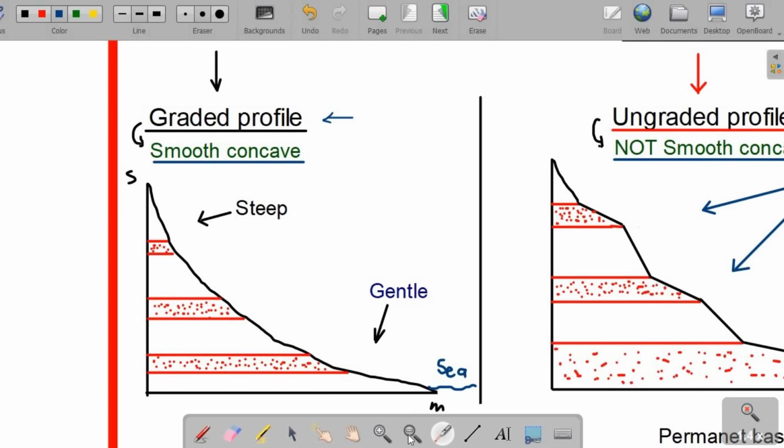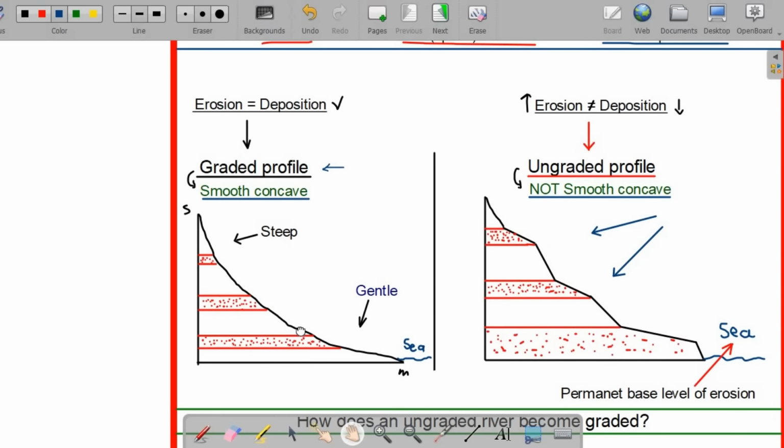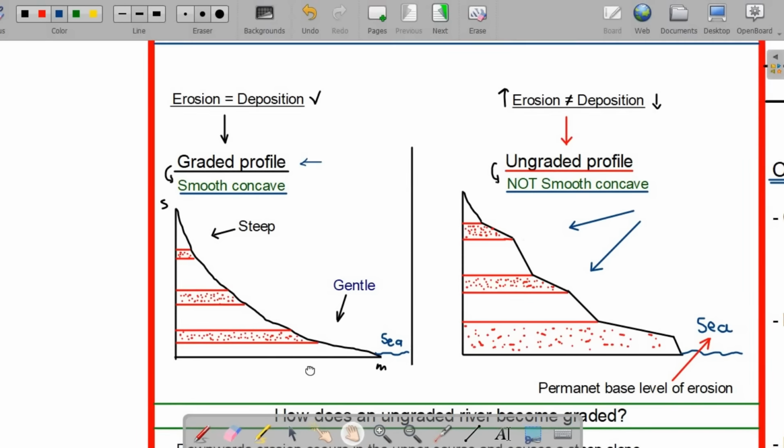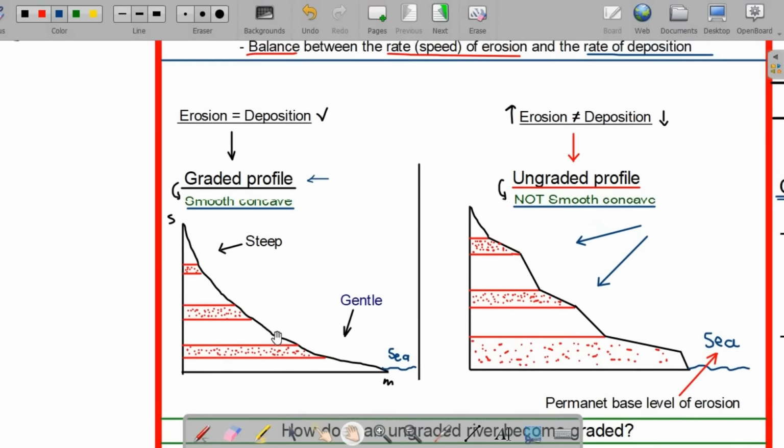So that is a graded profile, because sometimes they are going to show you, let's say maybe two profiles, and they ask you which one is graded. So that's how you'd identify the graded profile. It should be smooth concave like that. So that is smooth, right? Steep there at the upper course, and then becoming more gentler as you move towards the lower course, right?